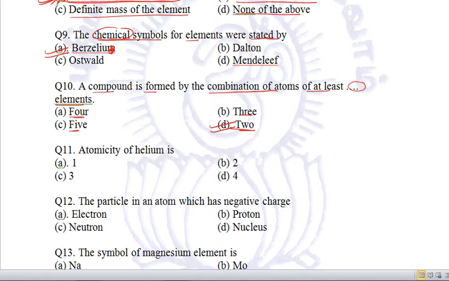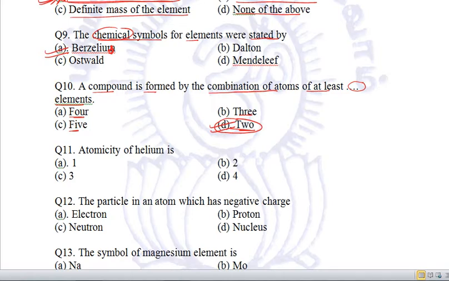There are so many compounds which are formed by the combination of atoms of two elements, like water, hydrogen chloride, sodium chloride, zinc oxide, magnesium oxide, hundreds and probably thousands of them. But we need at least two elements to form a compound. If one element is there, then it will be in atomic form, or even if the atoms of the same element are combining, then they are not called compounds, they are called molecules. So for a compound to be formed, minimum two elements are required. So D is the right answer.